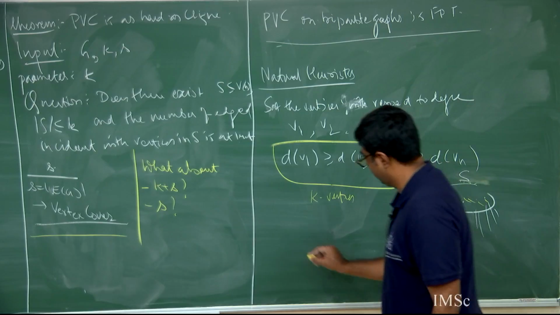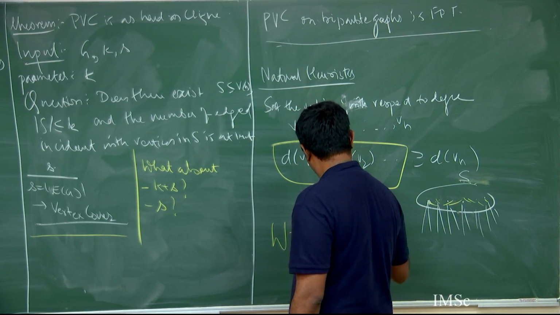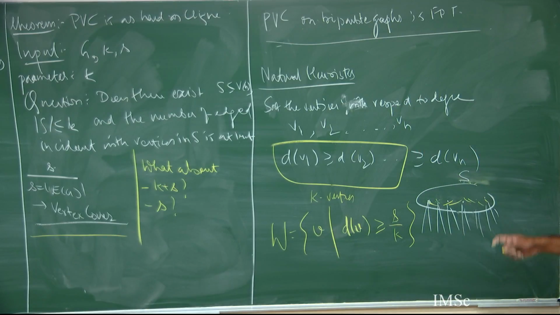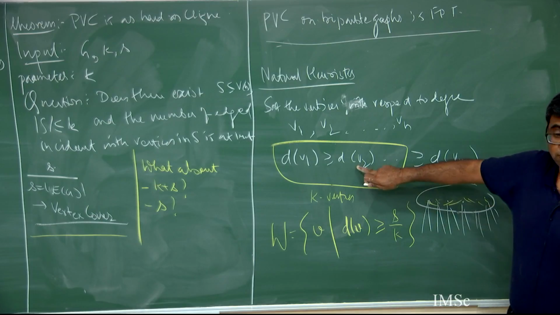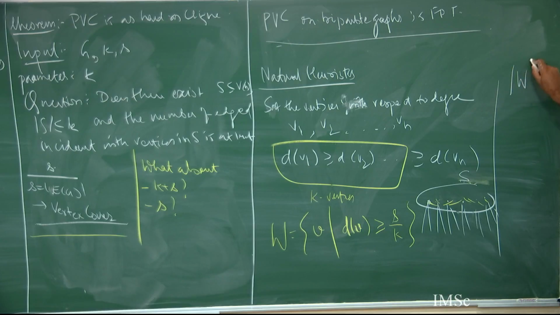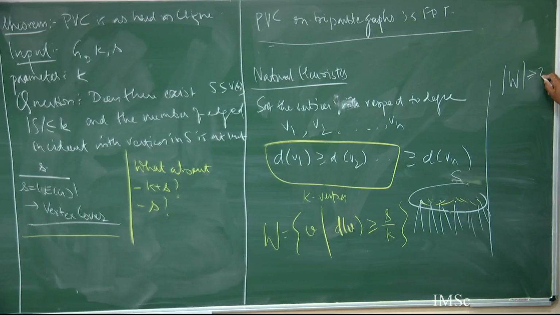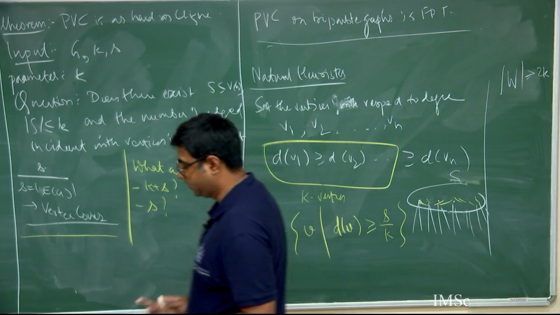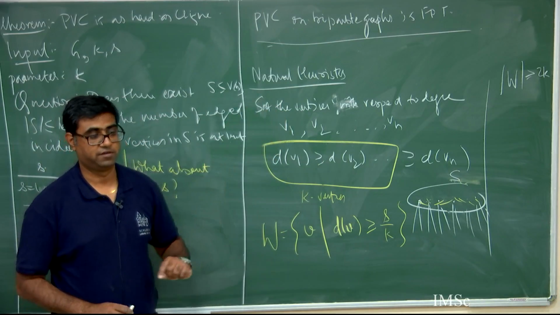So now what is it for a bipartite graph? Let us take W, the set of vertices v such that the degree of v is at least S over k. My claim is that whatever you do, the intersection of W with the optimum solution is going to be non-empty. Now let us apply this heuristic here. Suppose W was larger than 2k. My claim is that this is a yes instance. Why? If the cardinality of W is greater than 2k, my claim is this is a yes instance.